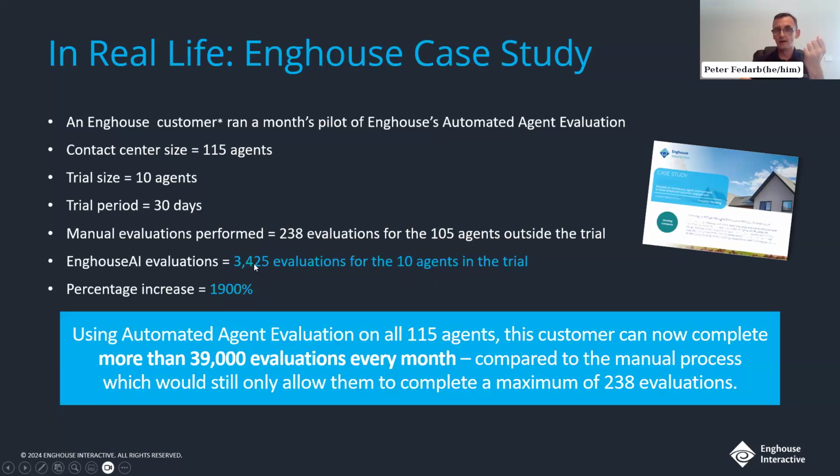And this is where you imagine the time that it would take to replicate that in human form.